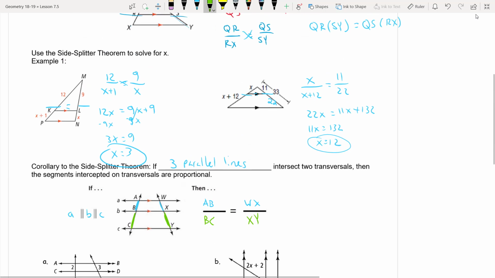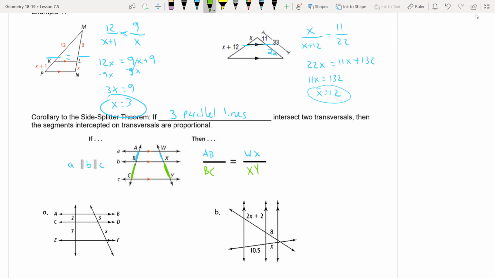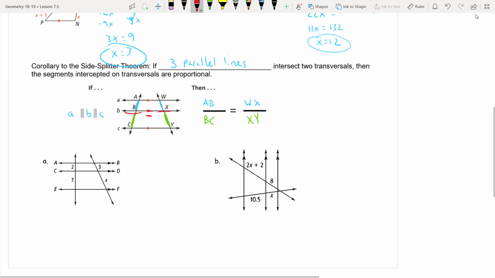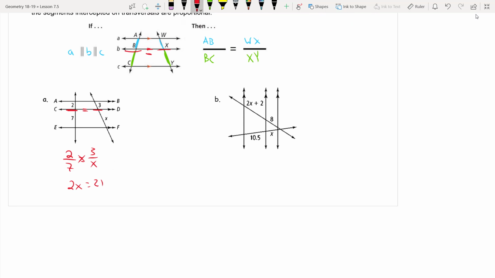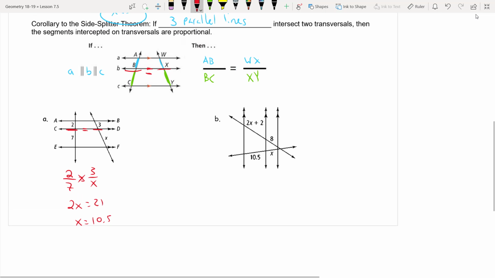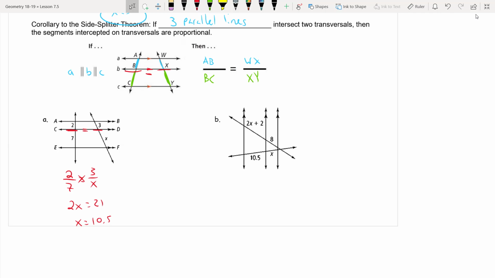And once again, just like we did up top, you could set it up where you put this piece over this piece and then BC over XY, or you can keep it set up just like that. So if we think back to drawing in our little proportion bar and putting my equal sign there, it's the same setup. Looking at my examples here, I can draw in my proportion setup, and I've got 2 over 7 equals 3 over x. And then just cross multiply, and you have 2x equals 21, so x equals 10.5. Go ahead and try our second one there, and when you come back in, the answer will be there.